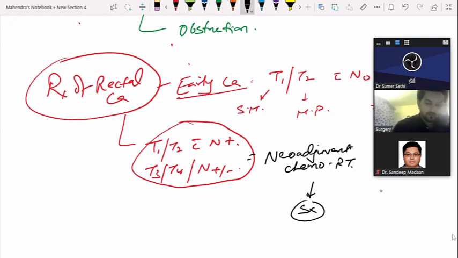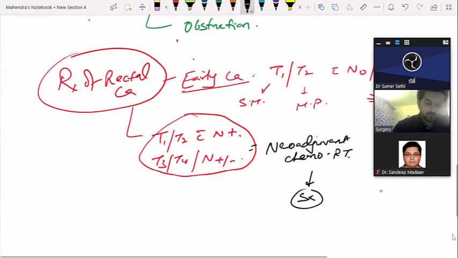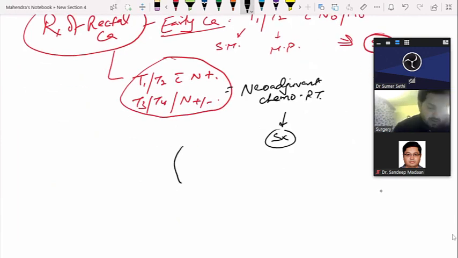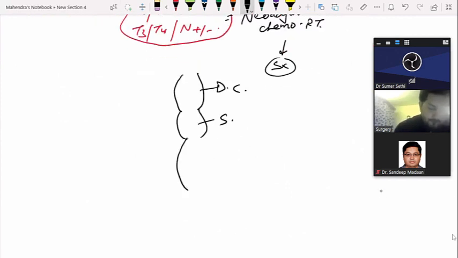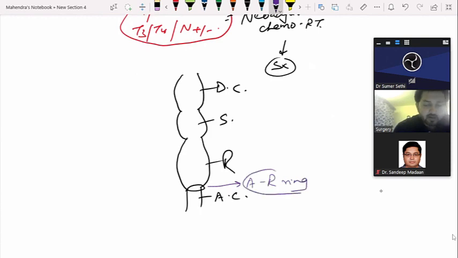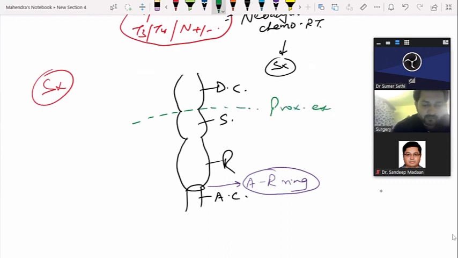Now, when we talk about rectal cancer, see, suppose this is descending colon, this is sigmoid, this is rectum, and this is anal canal. Okay, this is the anorectal ring, which the sir has discussed. Anorectal ring is very important for maintaining the continence mechanism. Whenever we do surgery, our proximal extent of the resection will always be at the junction of descending colon and sigmoid. This is the proximal extent.